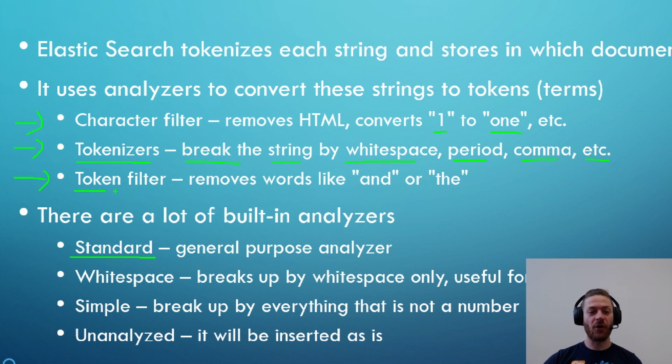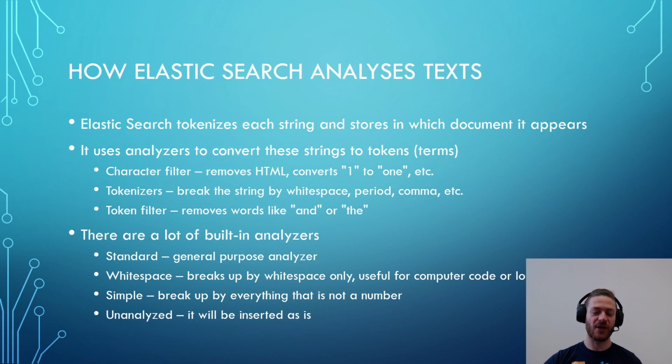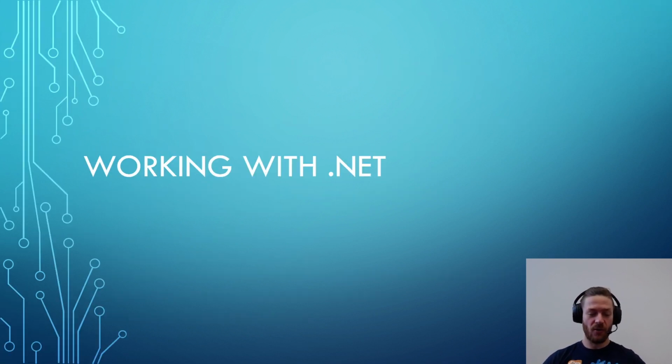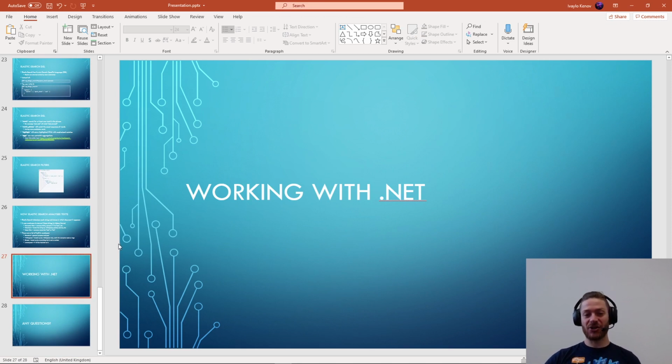And finally, we have a token filter. The token filter will remove different words which are not that relevant, for example, words like "and" or "the". This is important because most probably we want to search for specific words and not generally used words like "and" and "the". This is why this general purpose analyzer removes them. You can write your own analyzer if you want, that's also an option, or just install an analyzer from the internet. Now let's see how to work with Elasticsearch from a .NET client.